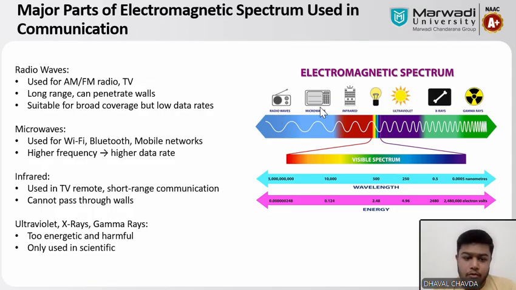Then microwave, used for Wi-Fi, Bluetooth, mobile network, which are very important for us. Higher frequency equals higher data rate. Infrared, used in TV remote, short range communication, and cannot pass through walls.